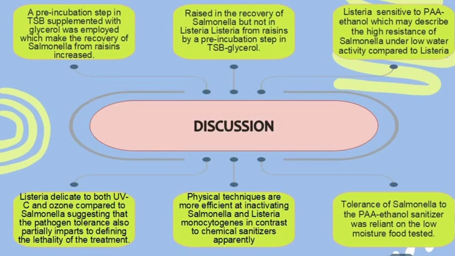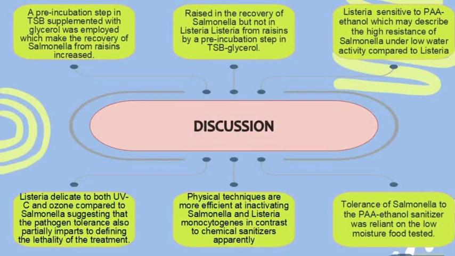By employing a pre-incubation step in TSB supplemented with glycerol, the recovery of Salmonella from raisin was increased. This inconsistency between studies could be associated with the different cellular injury conveyed by thermal shock in contrast to osmotic stress. Unlike Salmonella, there was no increase in the recovery of Listeria from raisins by a pre-incubation step in TSB glycerol. From the results gained, it was obvious that Listeria was more sensitive to PEA ethanol in contrast to Salmonella. This may describe the high resistance of Salmonella under low water activity compared to Listeria.